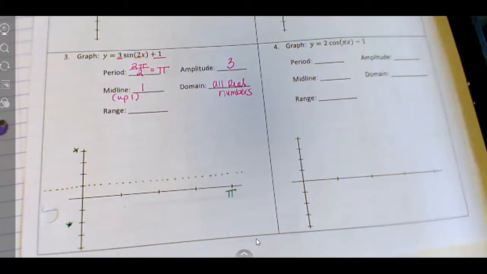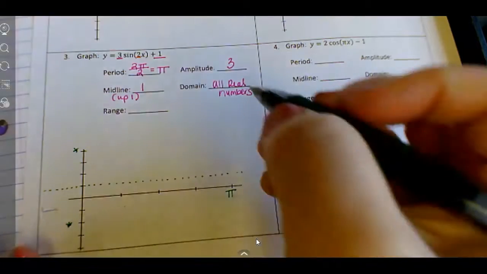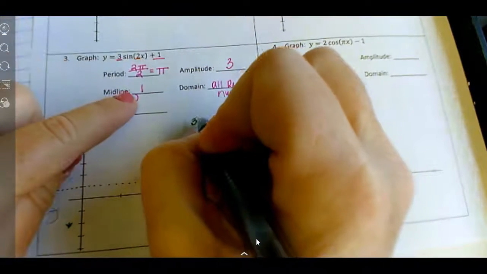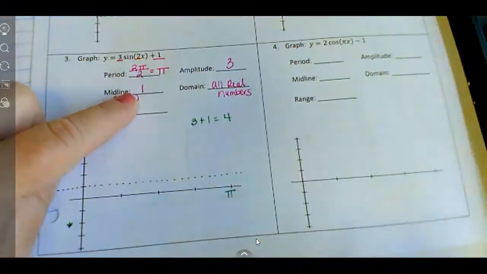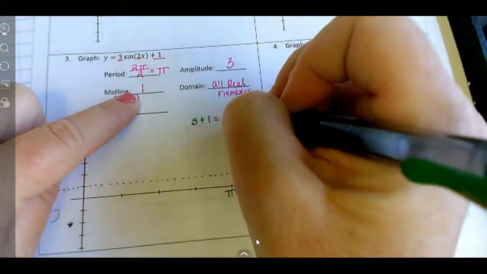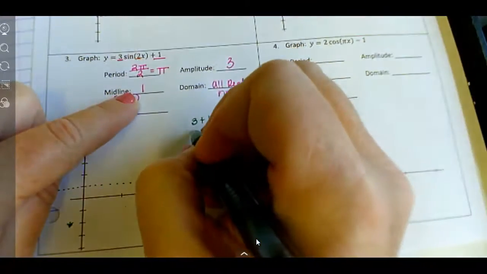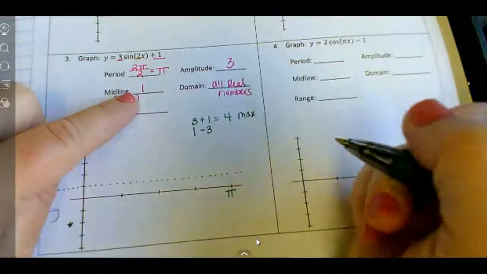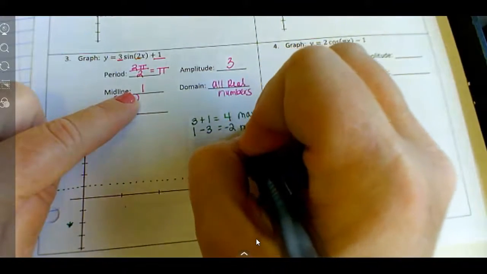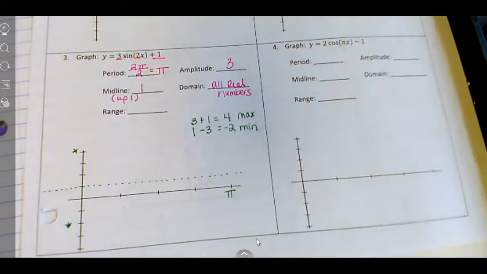Okay? If you add the midline and the amplitude, that tells you the biggest value. If you take the midline and subtract the amplitude, it gives you the lowest value. So the midline plus the amplitude means the highest value is going to be 4. And then the midline minus the amplitude is -2. That gives you the min. Okay? But you could graph it to see that. I just want you to see where it comes from.